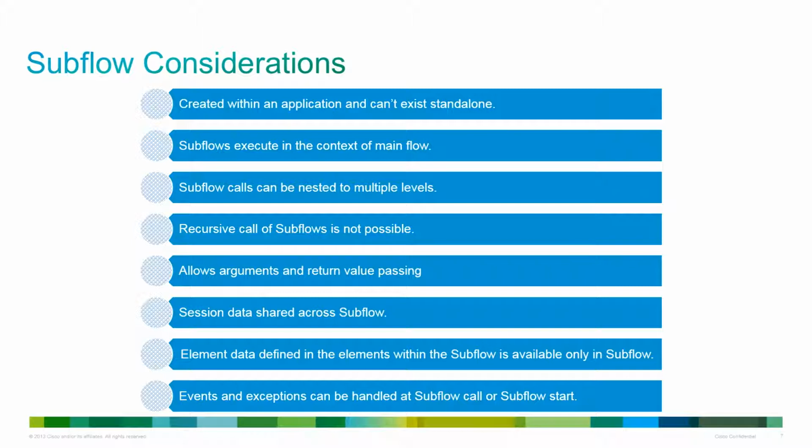We can have nested subflow calls. That means a main flow can call subflow 1, which can call subflow 2, which can call subflow 3. In this way we can have multiple levels of subflow calling, but we cannot have recursive calling of subflows. That is, subflow 3 cannot call subflow 1 because it results in a loop.